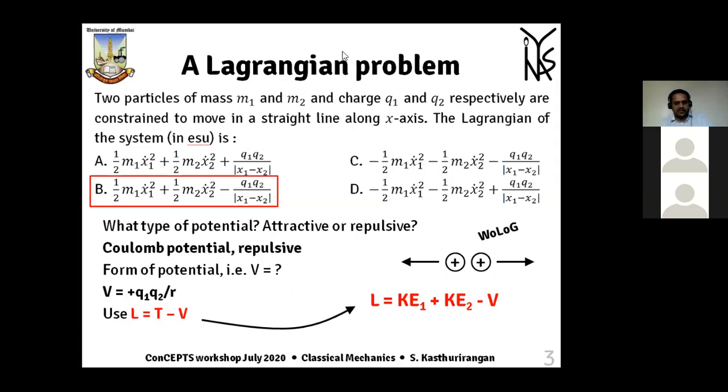Kinetic energy term is positive only in A and B options. Those of you who are very perceptive will notice that D option is an equally valid Lagrangian, which leads to the correct equation of motion. However, by convention, the kinetic energy term is positive, and hence the option B is the expected correct answer.